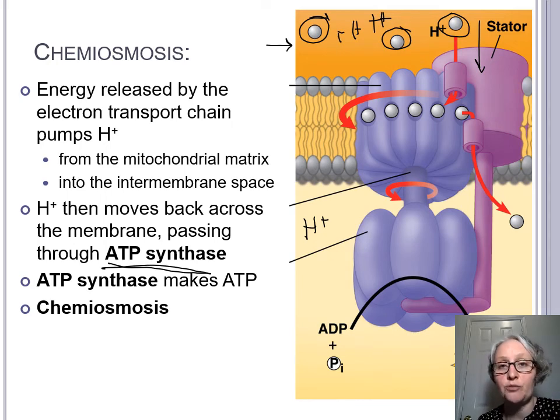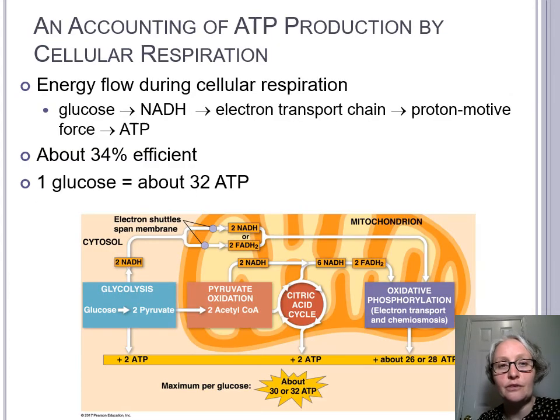this process is called chemiosmosis. If you're a real visual learner, there is a great animation in Pearson in Mastering Biology where you can watch this entire process. It's called a bioflix. I really encourage you, especially if you know you're a real visual learner, to watch this process. I think it'll help tie the entire process together for you.